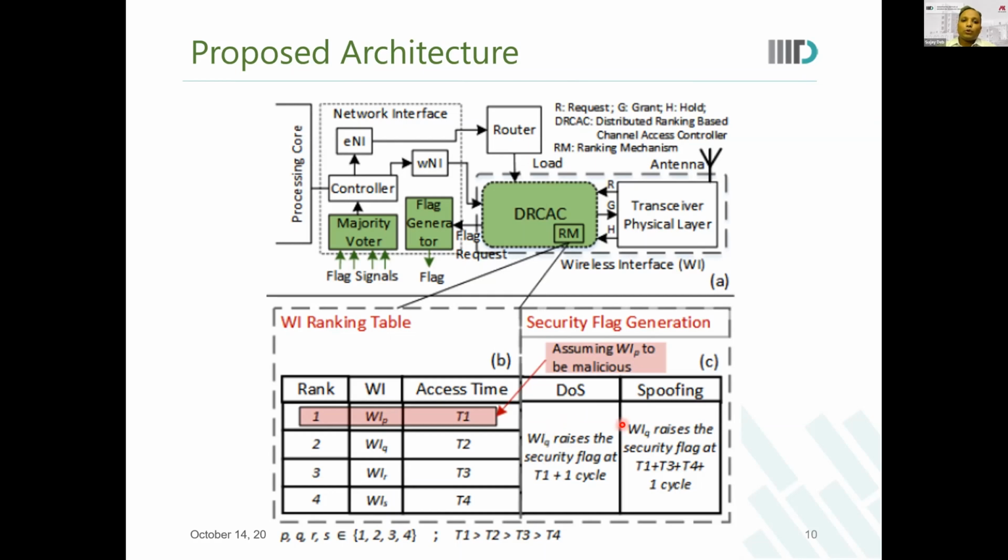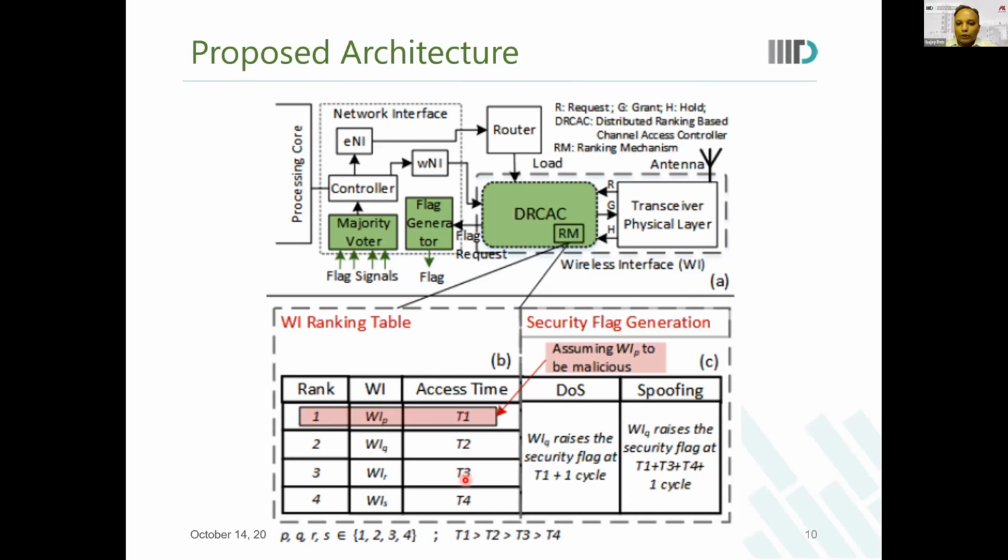And that also is basically supported by other wireless interfaces, saying that, okay, this is not a random observation. All other wireless interfaces are also observing a similar kind of observation. So some kind of majority voting is done, and based on that, a security flag is generated.